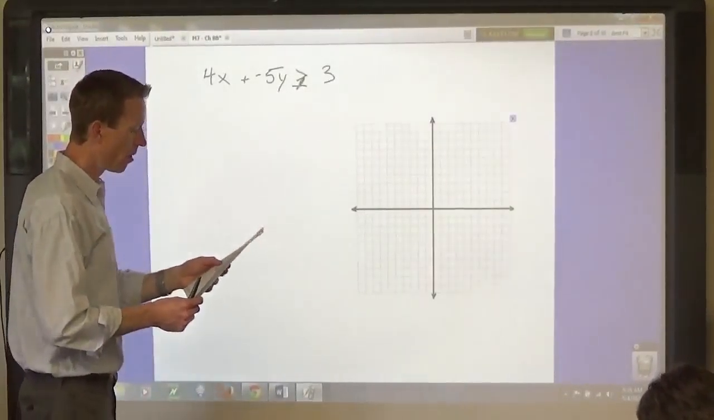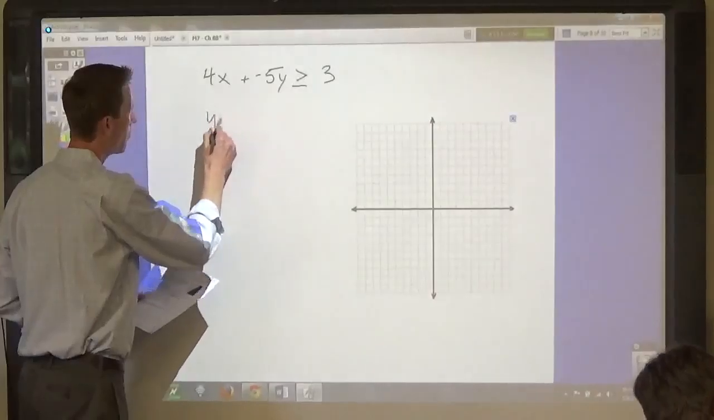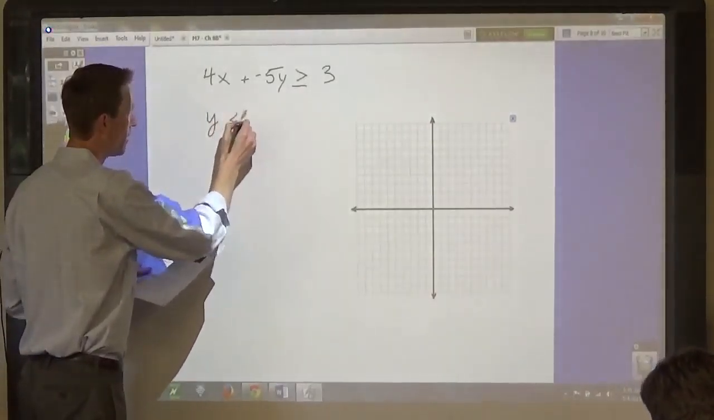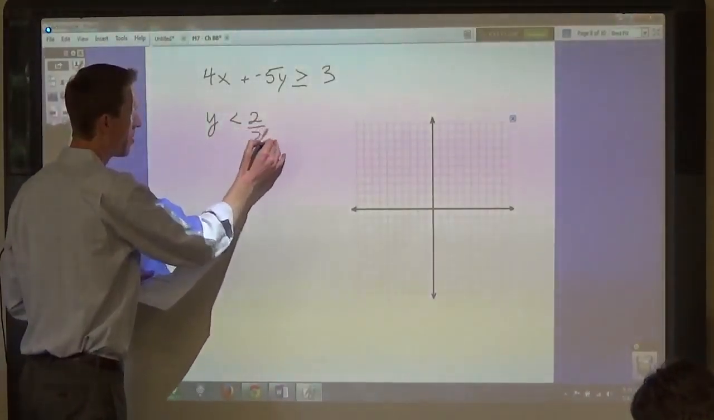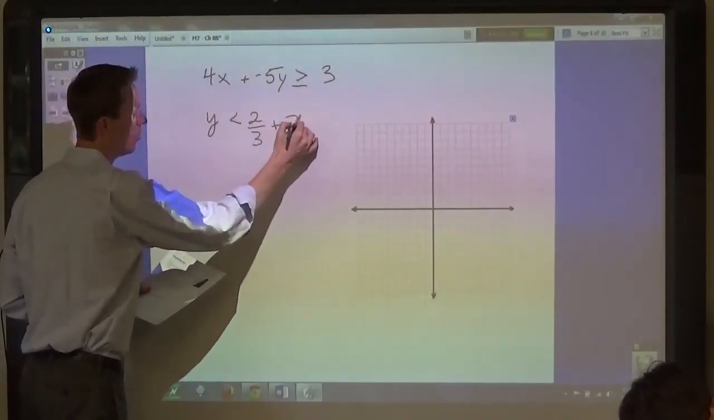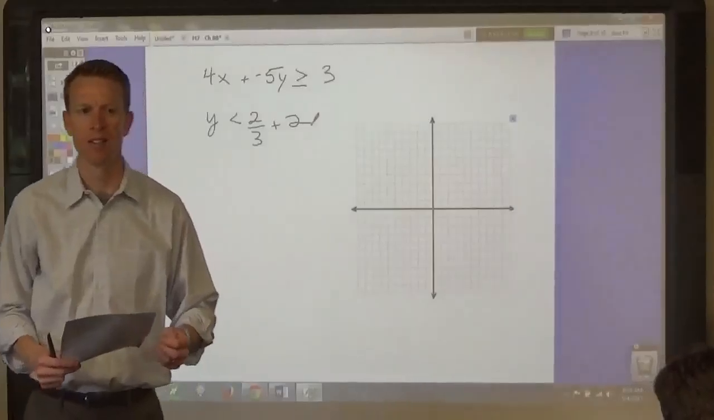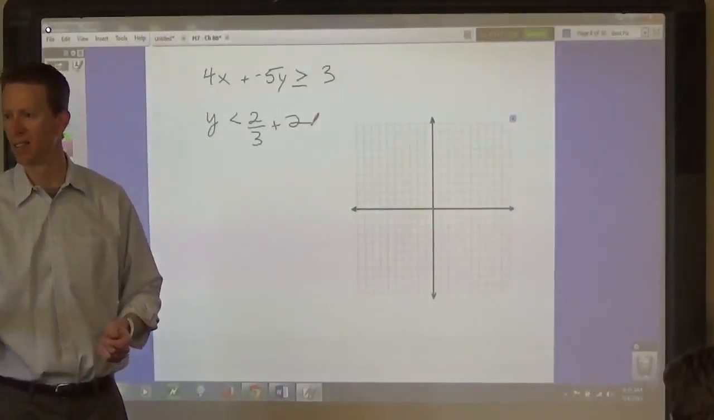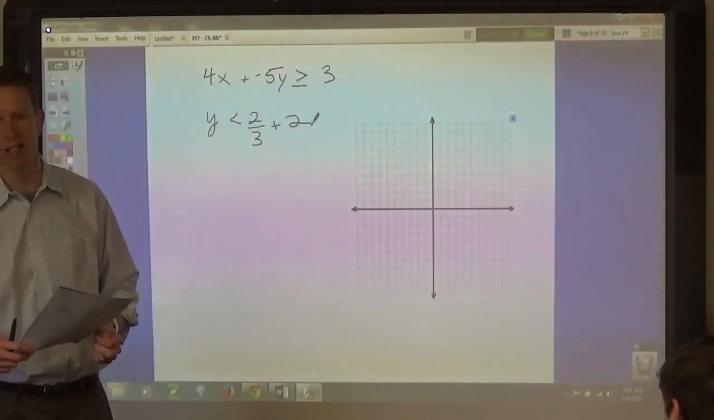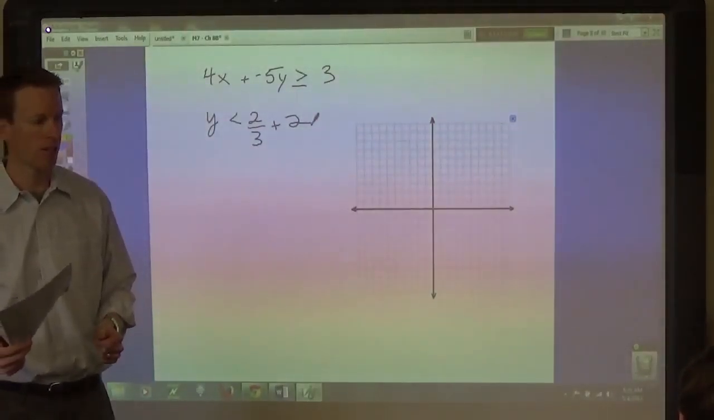How about number 2? Y is less than 2/3 x plus 2. What type of line would we use on this? Keyshawn? A dashed line. So you write dashed.